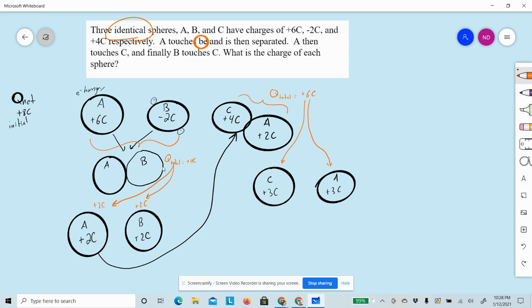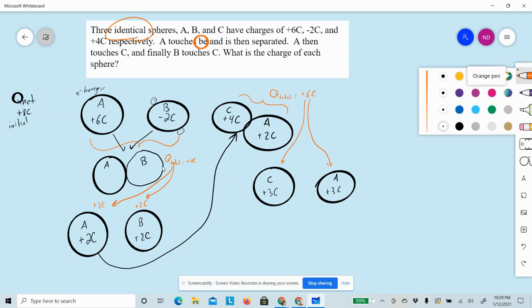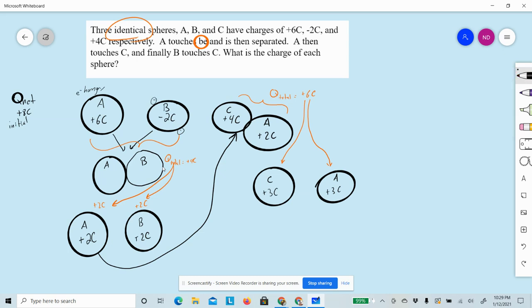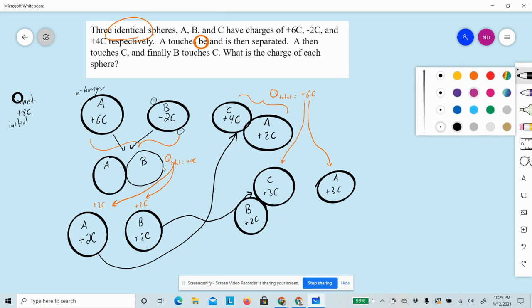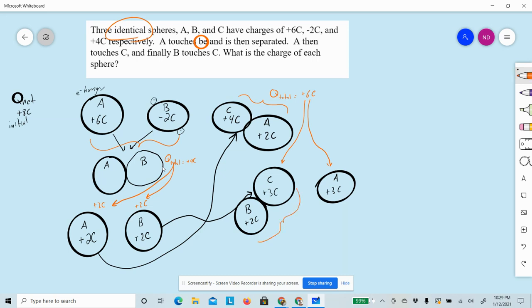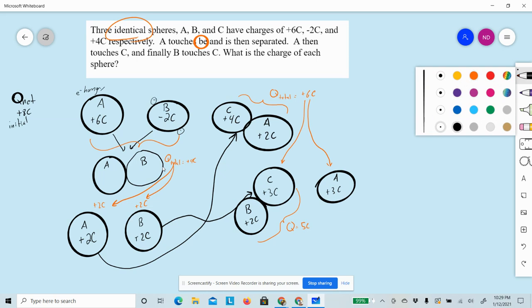Then A touches C, and finally, what's last, now what's going to happen, B over here, which has a charge of plus 2, touches C. We're going to bring B with a charge of plus 2 coulombs over here. So now these two have a net charge, the Q there is 5 coulombs. They're going to separate. Again, the electron hunger between these two will distribute themselves evenly.